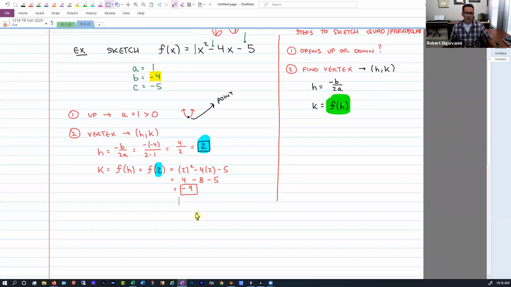Any questions there? So remember, this is a point. And the point that we have, the vertex, is the point (2, -9). If I asked everyone to go plot (2, -9), you could do that, right? You go to the right 2, down 9, you put a dot.